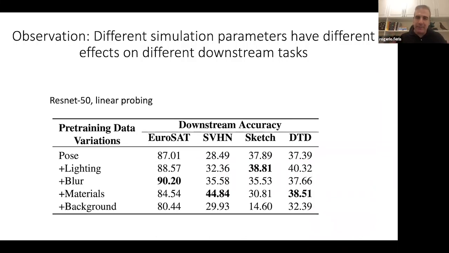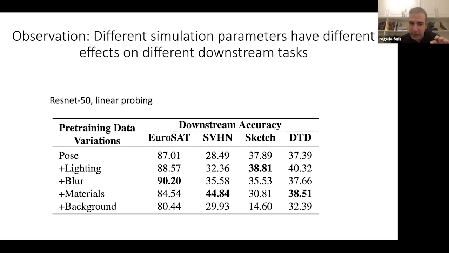Now, as we started playing with this problem, we realized that different simulation parameters as we pre-train synthetic models, like the lighting, the background, and so on, have different effects on different downstream tasks. If you see this table, on the left we have the pre-training data variations. We start with just pose variation, then we add lighting and build a new pre-trained model, then we add blur and build a new pre-trained model, and so on. And then on the right, we have the downstream task accuracy. We have several examples of downstream tasks covering different domains, like satellite, digits, sketch, and texture, DTD.